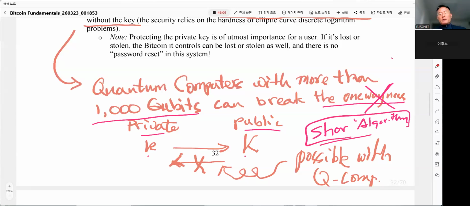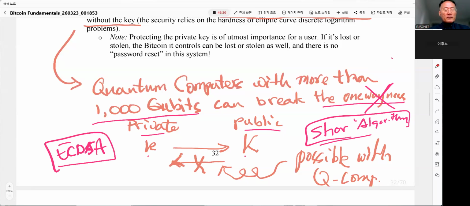And basically, given the fact that Bitcoin uses this cryptography, which happens to be vulnerable to the Shor algorithm, right? Then the Bitcoin stored in a public key back in the early Satoshi Nakamoto days.